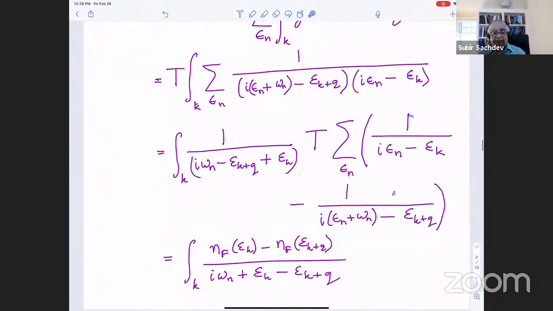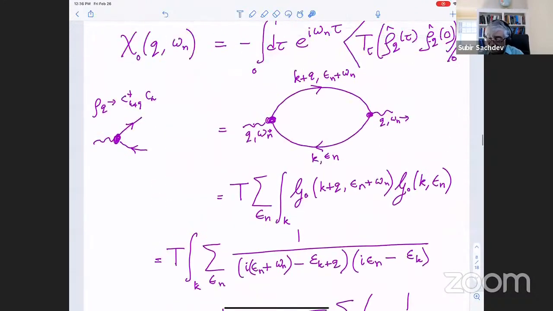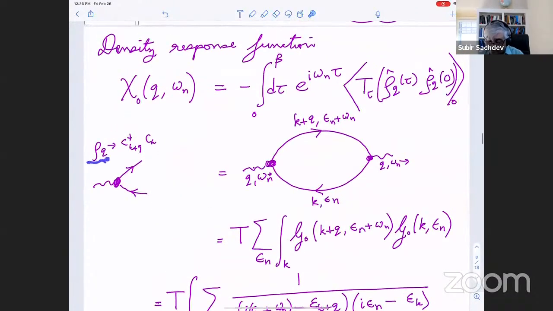And then I can do the summation. One more, so there's one little twist we have to be careful about. The frequency here is epsilon, and the frequency here is epsilon n plus omega n. So now, since you're summing over frequency, you can change the dummy variable of integration. But another important thing to notice is that this rho is a bosonic operator with two fermions.